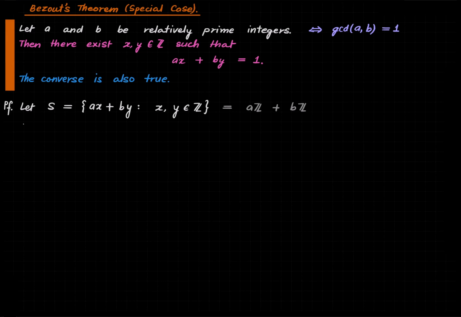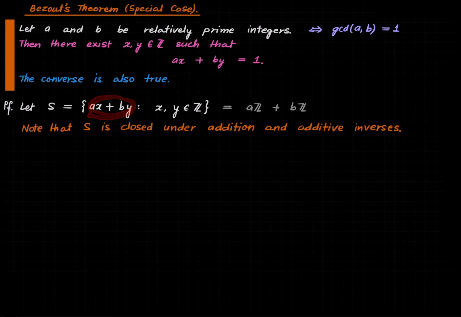Note that S is closed under addition and additive inverses. Simple observation, but crucial. Closed under addition, because if you add two things of this sort, you of course get something of this sort, and same for additive inverses. So it's a very simple, very easy to verify observation. And also note that A, B, minus A and minus B are in S.